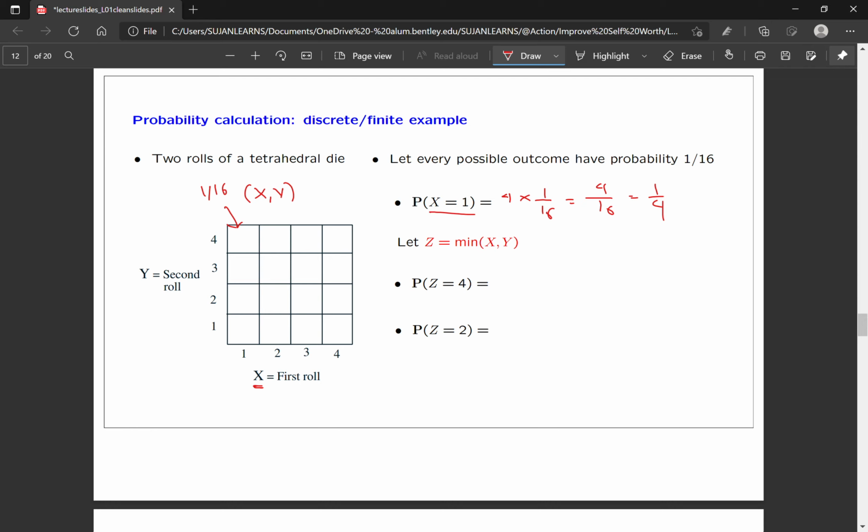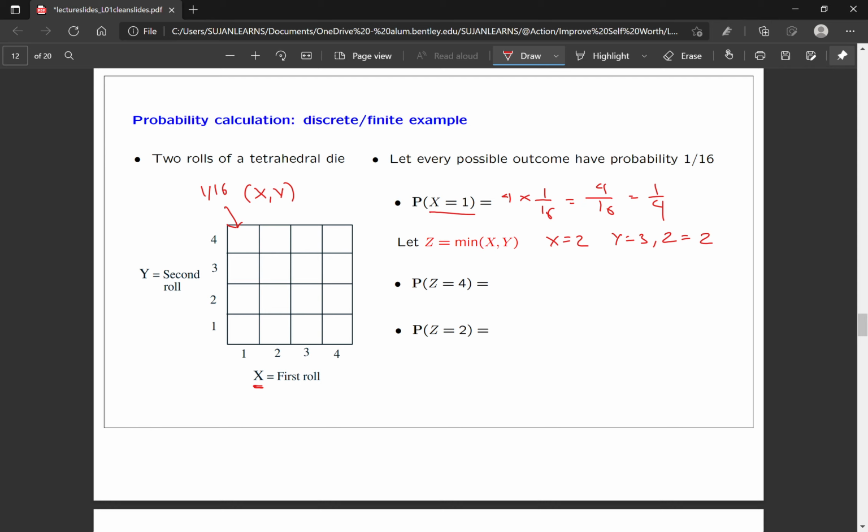Moving on to the next question, where we want to calculate when z is equal to 4. Z is a function of the minimum value of x and y. Now, for example, when x is equal to 2, and let's say y is equal to 3, z will be equal to 2. That's how it will work.